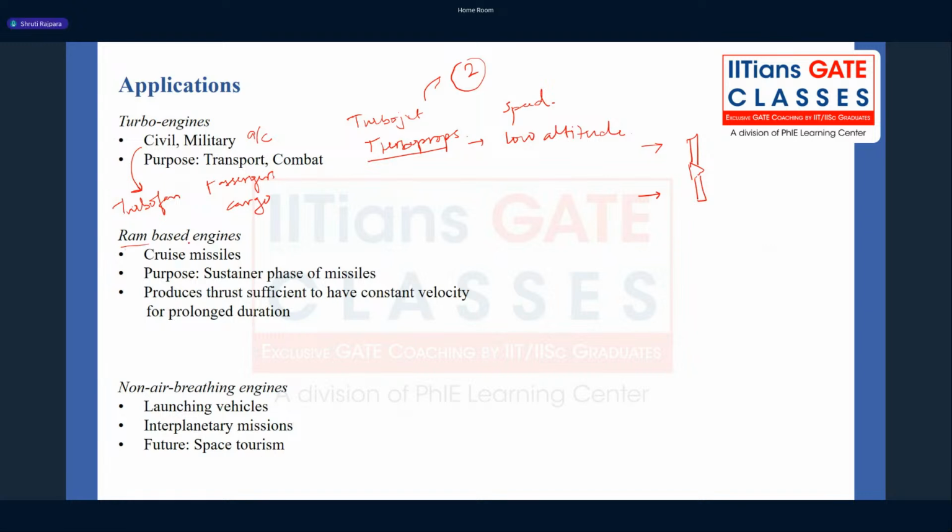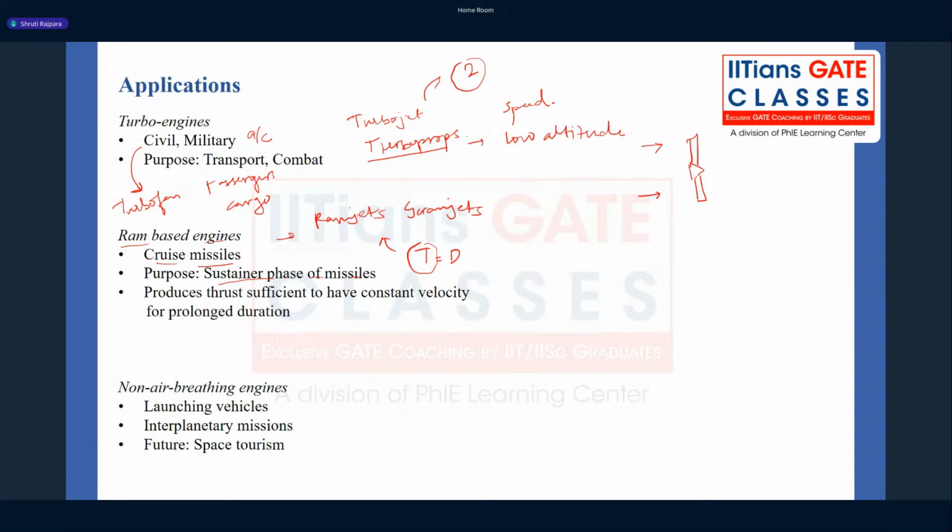The other ram-based engines, such as ramjets and scramjets, are basically used in the case of missiles. The main purpose is to serve the sustainer phase of the missile. Sustainer phase is like a cruise phase wherein the thrust produced by the engine is just sufficient to overcome the drag that is being produced by the missile.